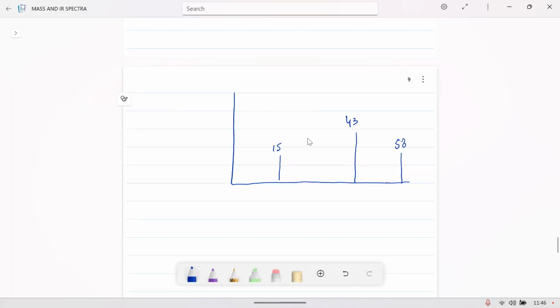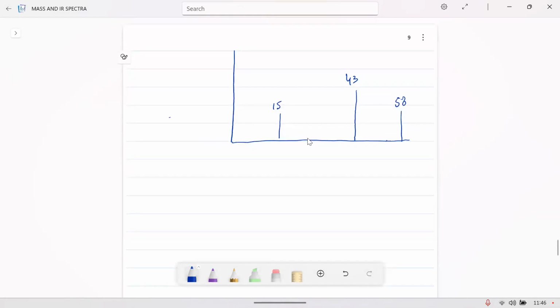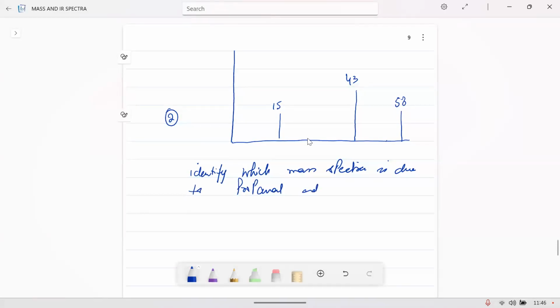Now, if you observe over here, this is the second spectrum. So I have to identify which mass spectrum is due to propanal and which to propanone. So how are we going to do this?